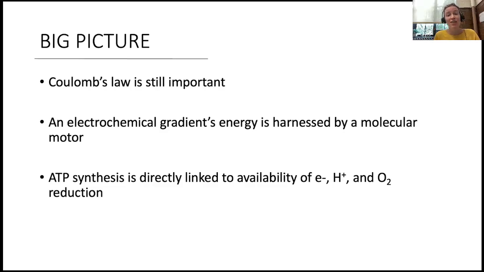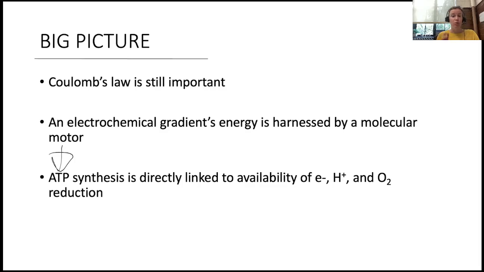Okay, folks, on the last day of oxidative metabolism, we saw Coulomb's law is still important, right? I've mentioned it throughout this class, so hopefully you saw how it's kind of an overarching theme that we can use to understand a wide variety of biochemical subjects. We saw, finally, why NADH and FADH2 are considered high energy. Their energy is used to make an electrochemical gradient that directly results in ATP synthesis.